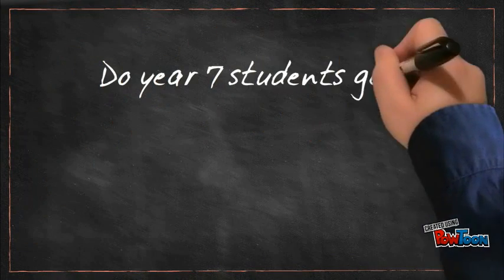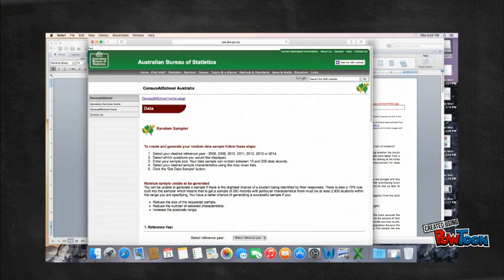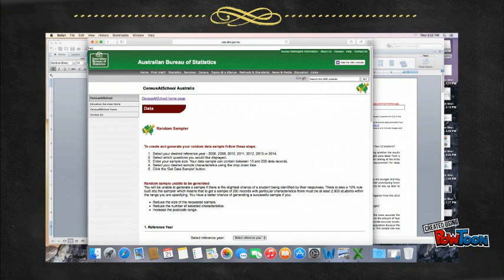The initial question I chose to investigate was, do Year 7 students get more sleep than Year 12 students? I first visited the Census at School website to find the data that would answer my question in the random sampler section. From here, I chose the two questions that were appropriate to the investigation, which were, what year level are you in and how many hours of sleep do you usually get on a school night?